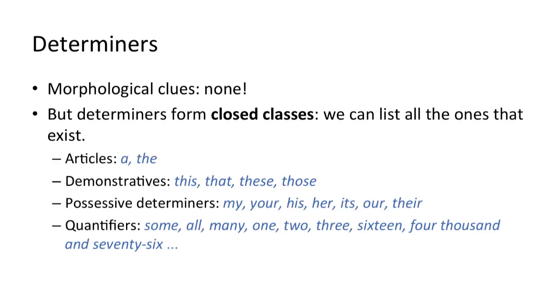Morphological clues aren't much used with determiners because determiners in English don't take any morphology. But they do form what we call closed classes. What this means is that there's only a limited number of each type of determiner, so it's possible to actually list all the ones that exist in each category.